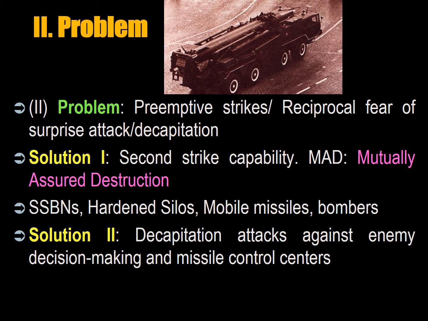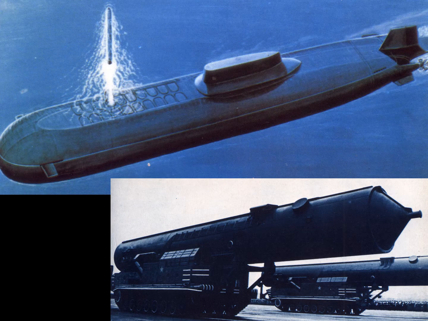Here you can see a Scud tractor erector launcher. On top is a Soviet Typhoon ballistic missile submarine, one of which Canada disassembled in a Discovery TV show. Underneath is a Soviet ICBM on transporters.